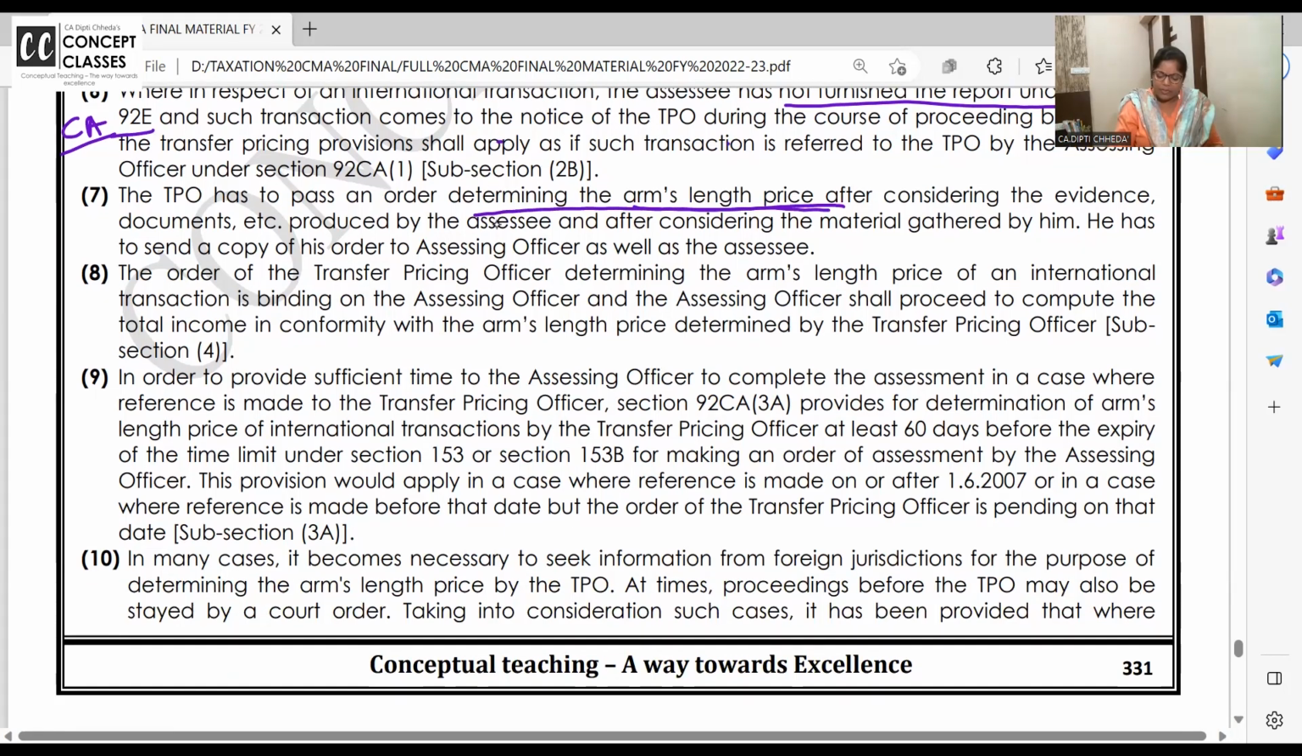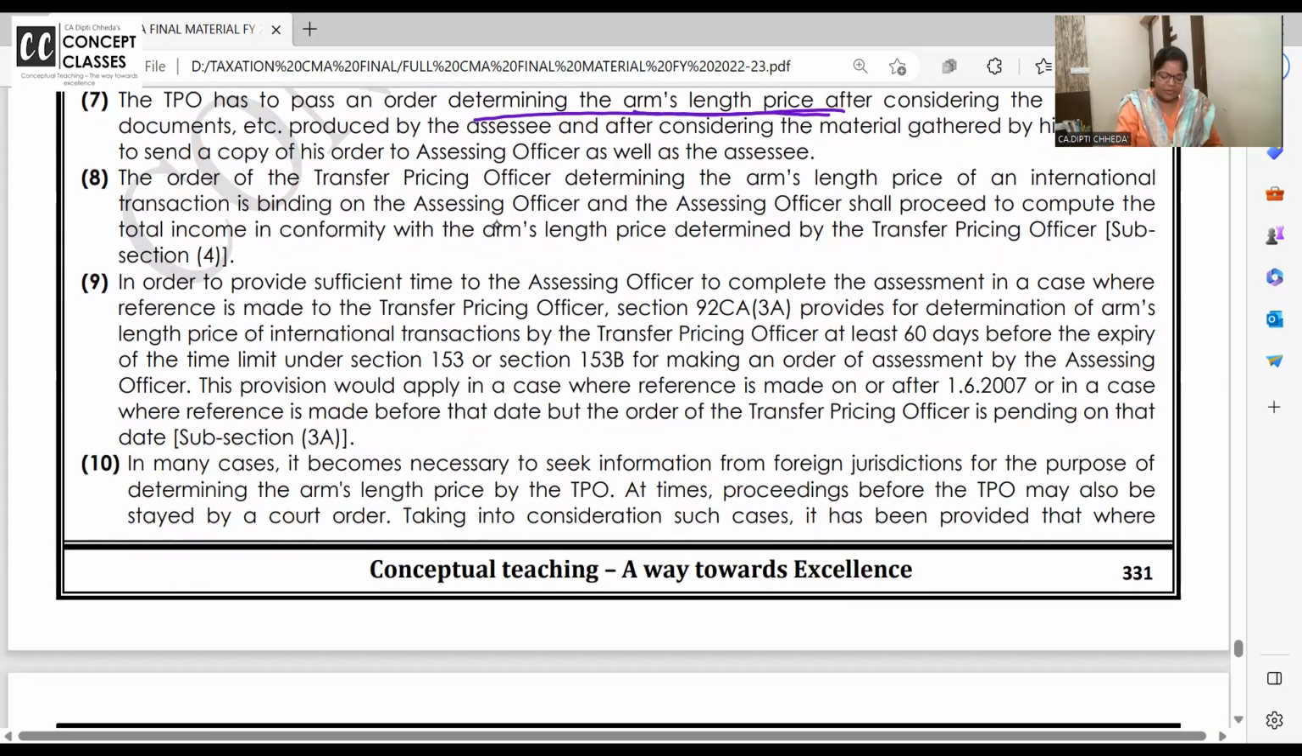Order of the TPO determining the ALP of an international transaction is binding on AO, and AO shall proceed to compute the income in conformity with the price decided by TPO. AO referred to TPO to decide the ALP, so if TPO has given the CUP method, then AO cannot say no, this is not right, do TNMM. Then why ask us at all?